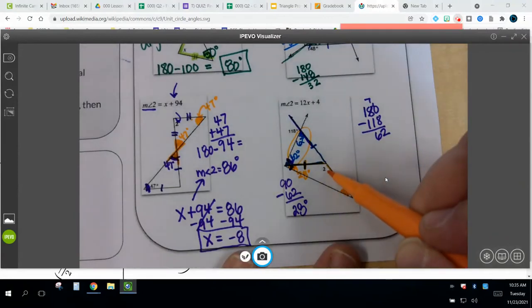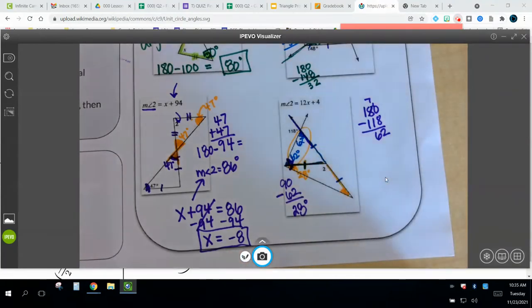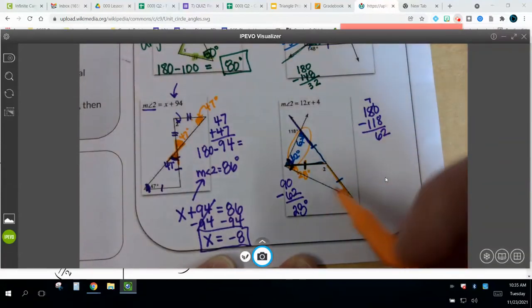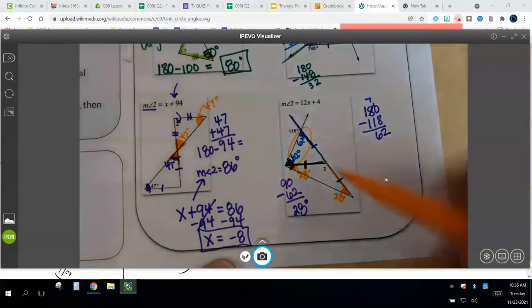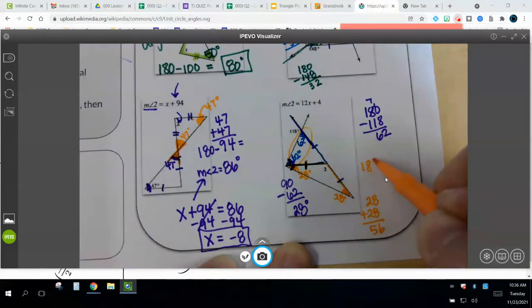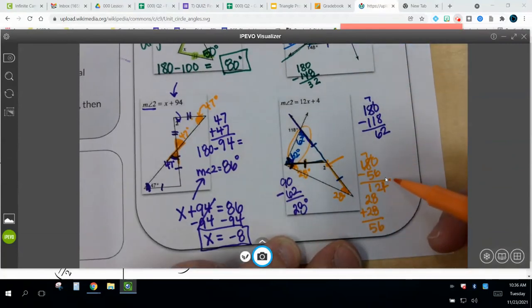Angle 2 is a remote exterior angle, so it should equal whatever 62 plus 62 is equal to. But if we forget that and just focus on our isosceles triangles, we know that this base angle is 28, so is this. Okay. All three angles add up to 180. So 28 plus 28 gives you your 56 degrees. Subtract 56 from 180. 124. So the measure of angle 2 is 124 degrees.